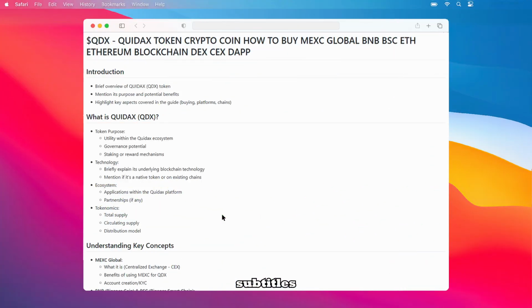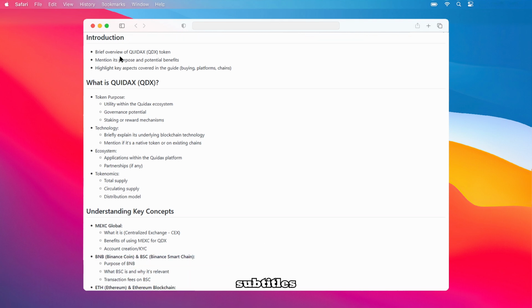Today, we're diving into the world of QUIDAX, or QDX, a crypto coin. This guide will cover how to buy the QDX token, the platforms where you can find it, and the blockchain networks involved, such as Binance Smart Chain and Ethereum. So, what exactly is QUIDAX?